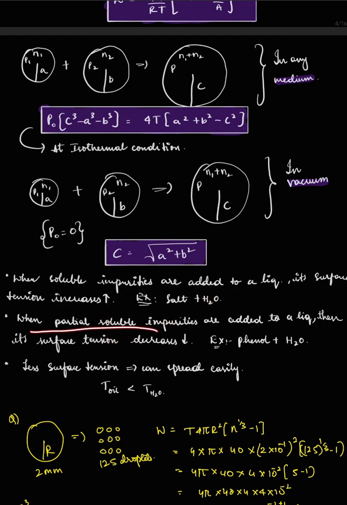Okay. When partially soluble impurities are added to a liquid, the surface tension decreases. When soluble impurities are added, its surface tension increases. When partially soluble impurities are added, its surface tension decreases. Example, when phenol is mixed into water, it gives less surface tension and can spread easily.